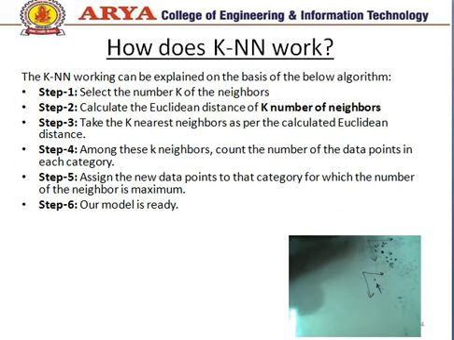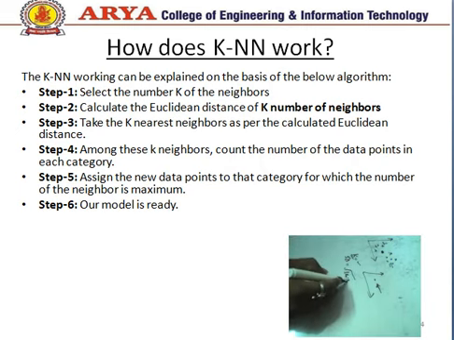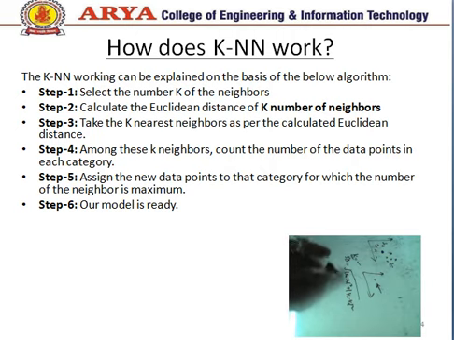Now, how does KNN work? We have some simple steps. First of all, we have to choose the value of K, that is the number of neighbors. Then we calculate Euclidean distance. Euclidean distance can be calculated as the square root of (x2 minus x1) square plus (y2 minus y1) square. Then take the K nearest neighbors as per the calculated Euclidean distance. Among these K neighbors, count the number of data points in each category and assign the new data point to the category where the number of neighbors is maximum, and our model is ready.